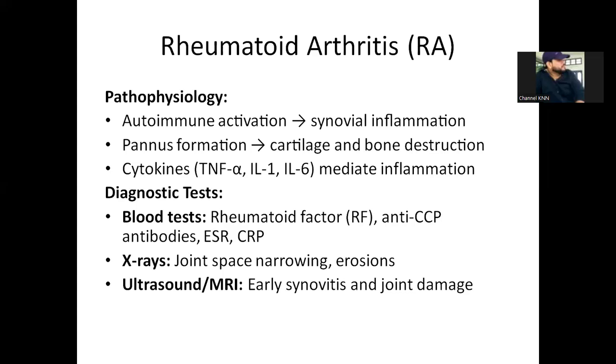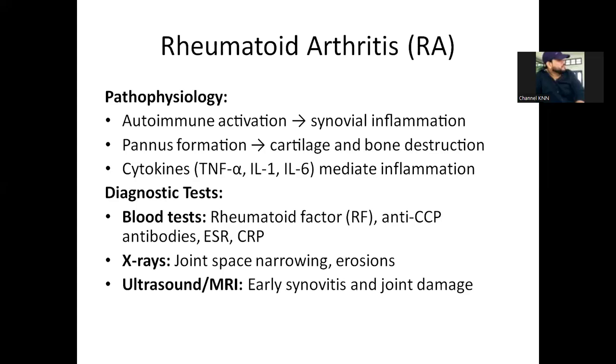And the diagnostic tests: first we will go for a blood test. In the blood test, we will check rheumatoid factor RF, anti-CCP antibodies, erythrocyte sedimentation rate, and also CRP. CRP means C-reactive protein levels in blood.